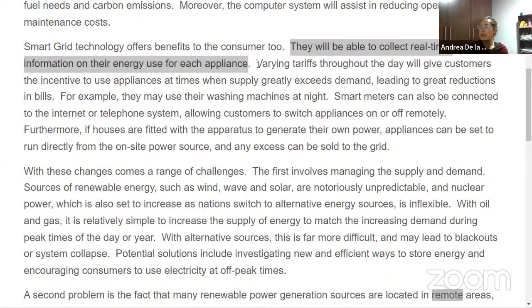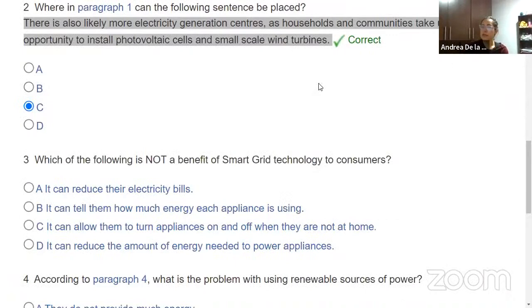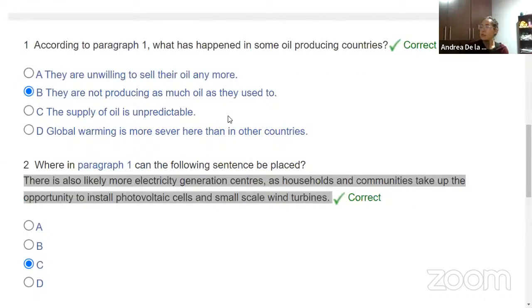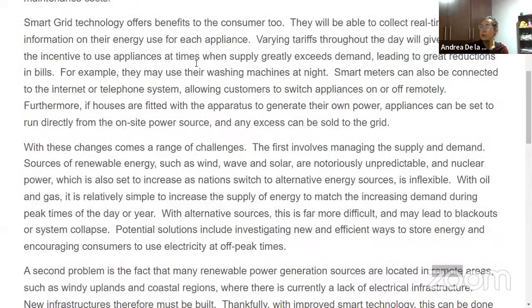Then they say, varying tariffs through the day will give customers the incentive to use appliances at a time when supply greatly exceeds demand, leading to great reductions in bills. That's its second benefit. And it is option A, right? So option A is a benefit. We eliminate options A and B then. Then we continue reading. They say, for example, this is an example of the previous one, so we don't have to read it.